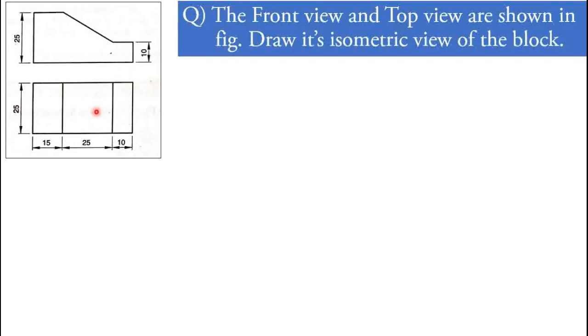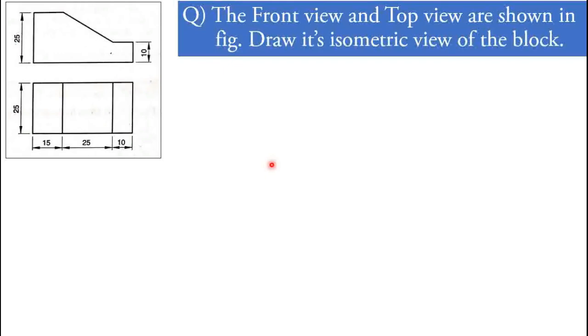Now, the first step when we convert such a front view and top view, that is a 2D diagram, into 3D: first of all we have to remember whether we have to draw the isometric view or the isometric projection. I hope all of you are aware of these two terms, but still I would like to repeat. When we use the same dimensions given in the 2D diagram to convert it into 3D, that procedure is called isometric view. And when we reduce the dimensions given in the front and top view with the help of an isometric scale, that diagram is called isometric projection.